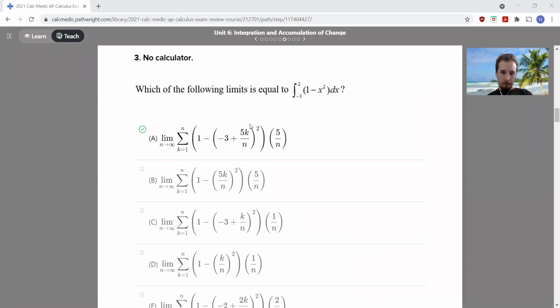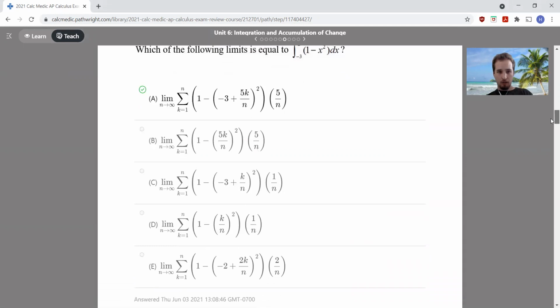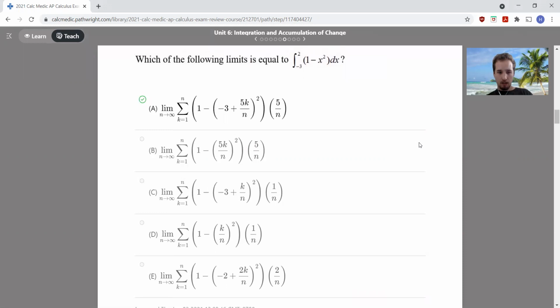All right, this one's a hard one. So, this is when we're first learning about how we come up with an integral. Let's see if I can get the exact. Okay, that should be good.